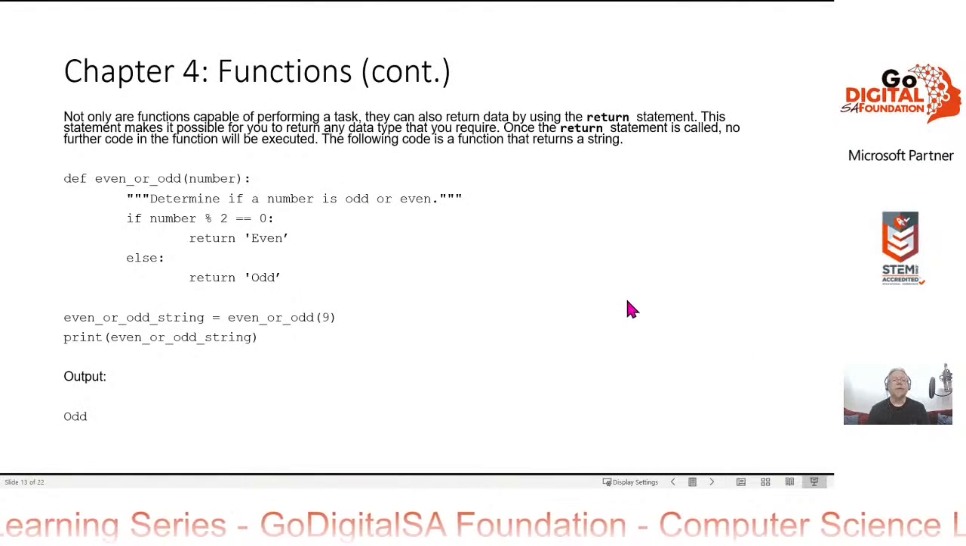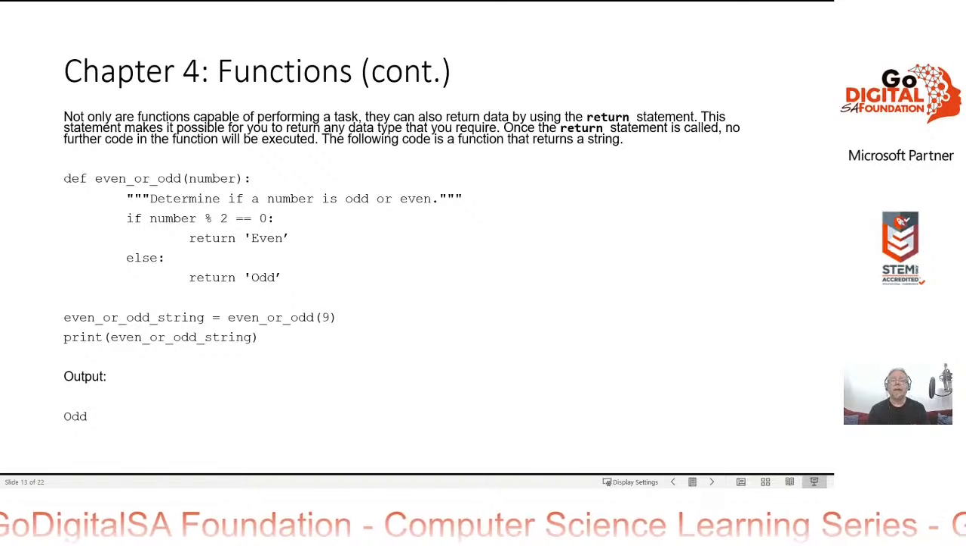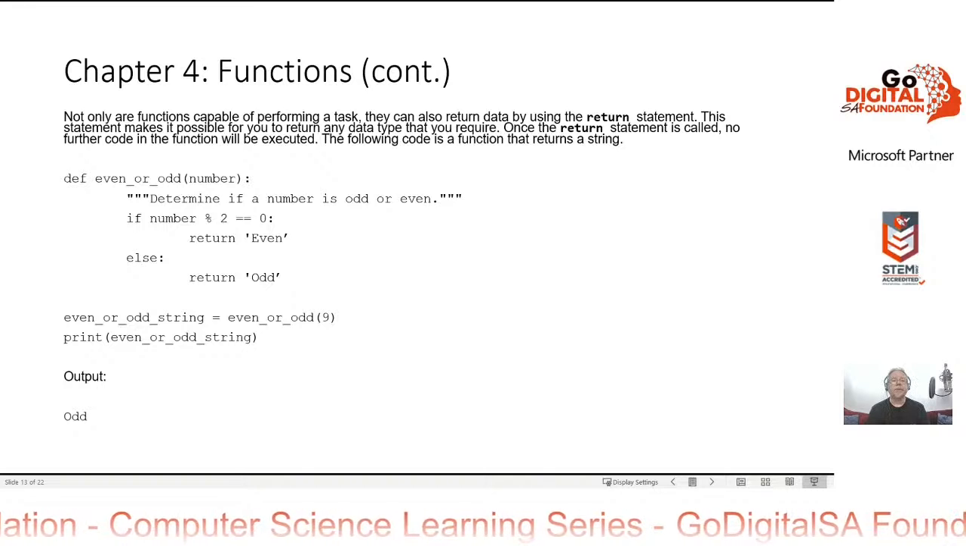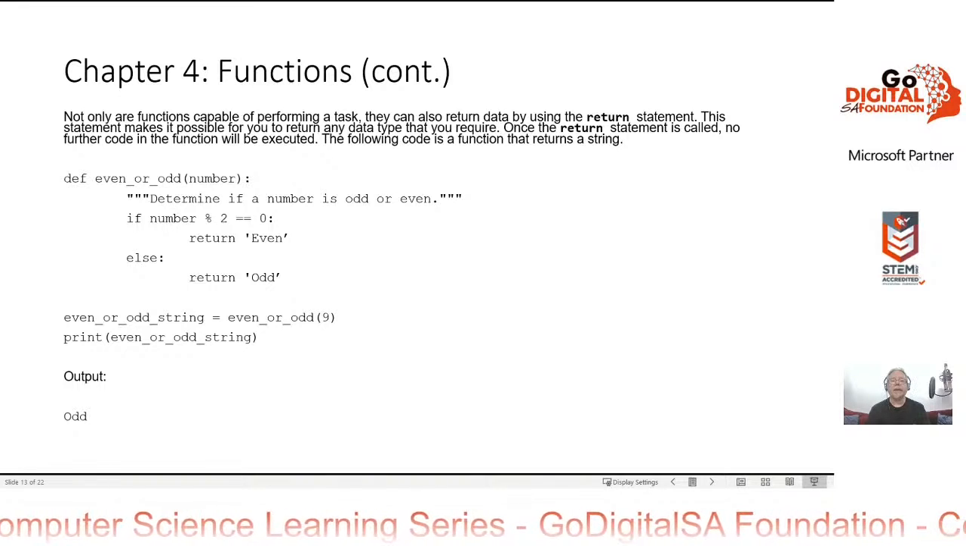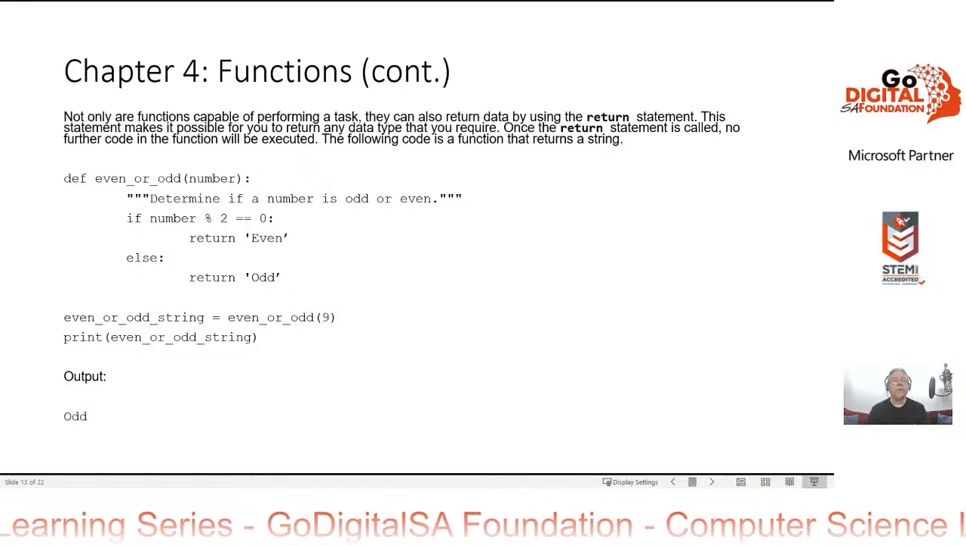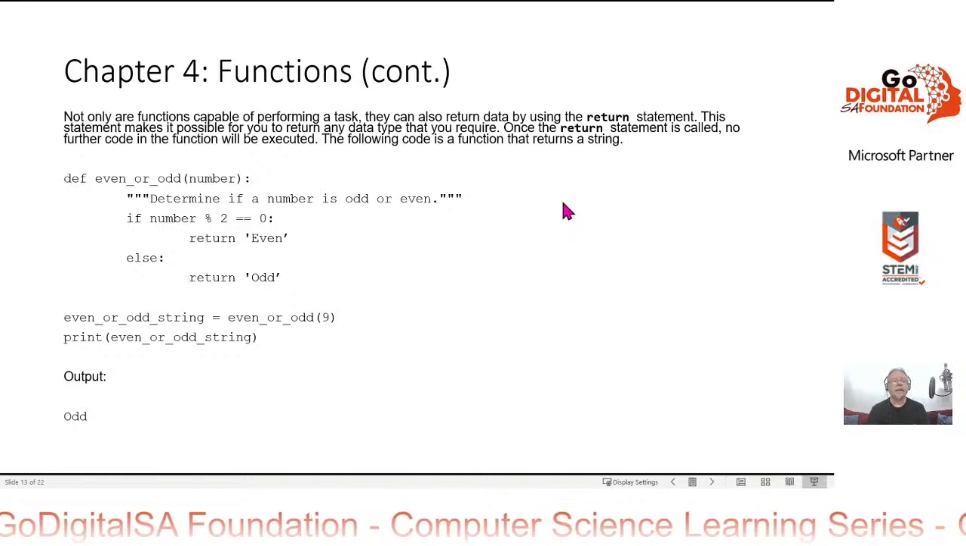Not only are functions capable of performing a task, they can also return data by using the return statement. This statement makes it possible for you to return any data type that you require. Once the return statement is called, no further code in the function will be executed. The following code is a function that returns a string.